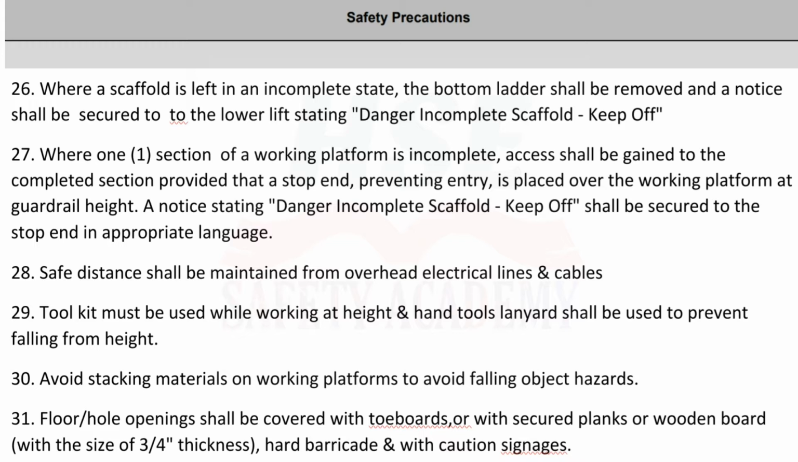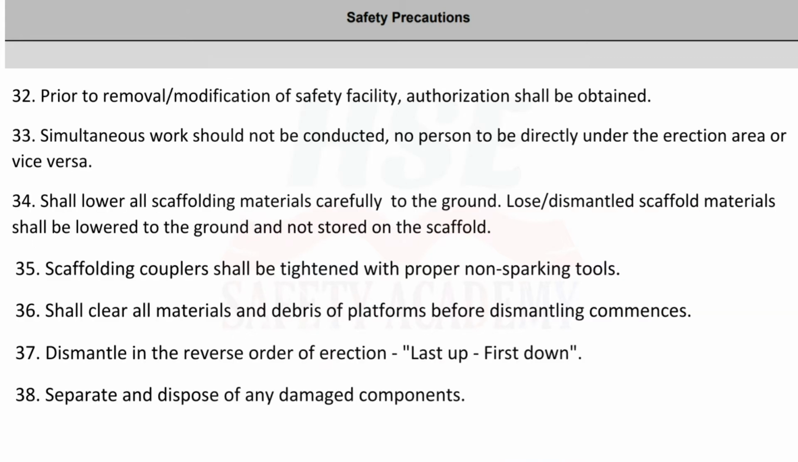28. Safe distance shall be maintained from overhead electrical lines and cables. 29. Toolkit must be used while working at height, and hand tools lanyard shall be used to prevent falling from height. 30. Avoid stacking materials on working platforms to avoid falling object hazards. 31. Floor hole openings shall be covered with toe boards, or with secured planks or wooden board, with a size of 3-4 inches thickness, hard barricade and with caution signatures.